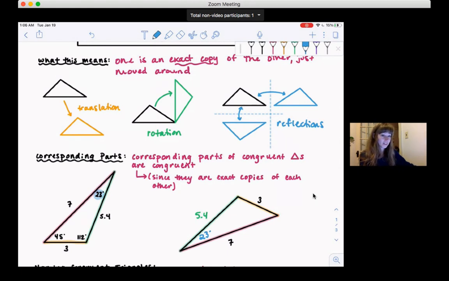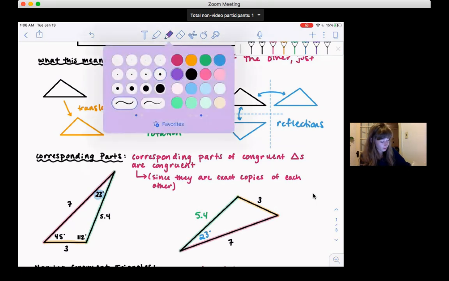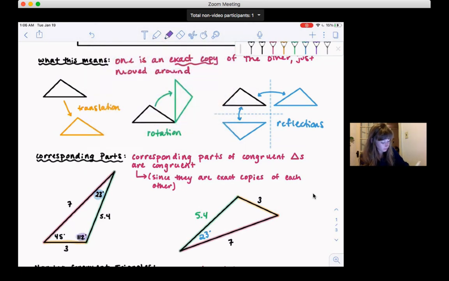Because they're corresponding, they have to be the same measures. So 23 and 23. Okay, we also have 112. So that's going to have a corresponding angle, and it's between the green and the yellow side. So its corresponding angle is right here, and they're congruent, so they're the same measure. So I know that angle has to be 112.